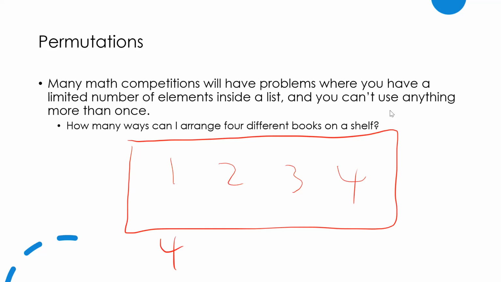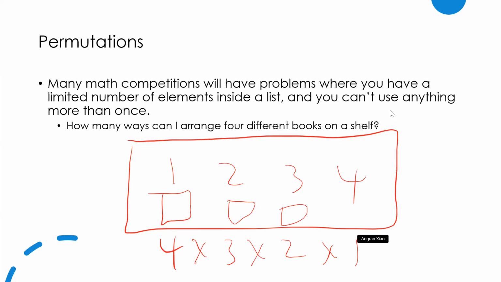And now we have our first book here. For the second position, we only have 3 books left since we already took one for position 1. So we multiply by 3 since there are 3 possibilities for the second book. For the third, we do the same thing. We only have 2 books left to choose from, so we multiply by 2. And for the last one, we have 1 left. So 4 times 3 times 2 times 1 means 24 ways to arrange 4 different books on a shelf.